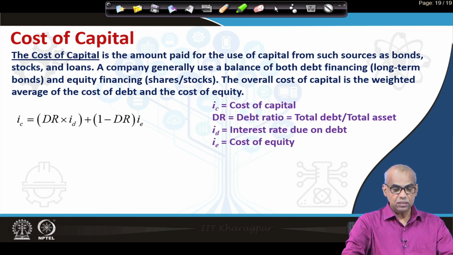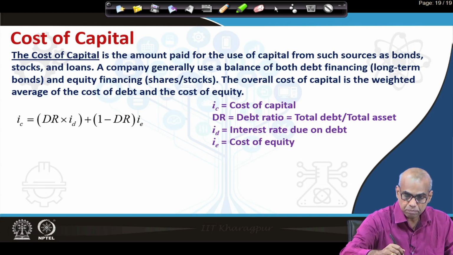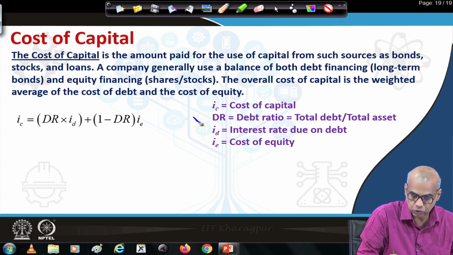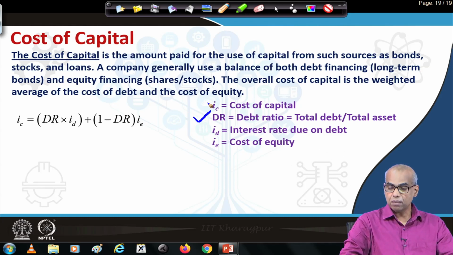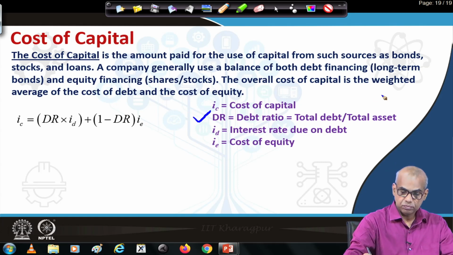So, what exactly we mean is as follows. If DR represents the debt ratio, that means the total debt of the company divided by total asset of the company. So, debt ratio is total debt of the company divided by total asset of the company.